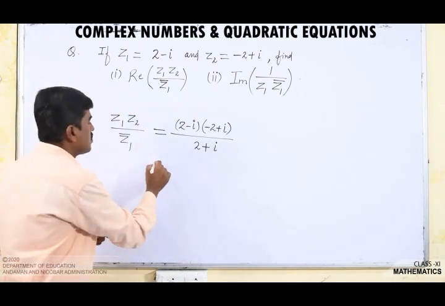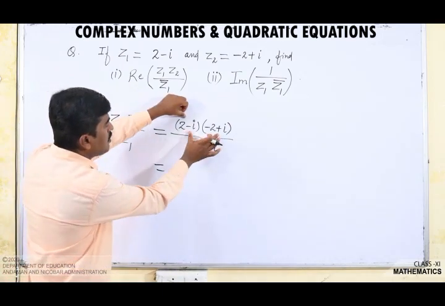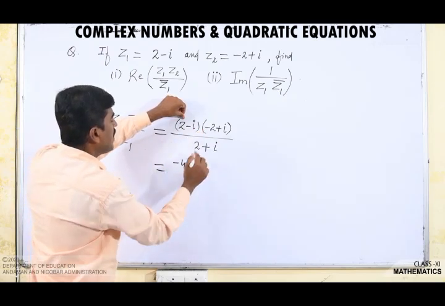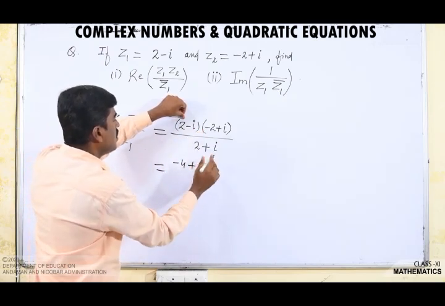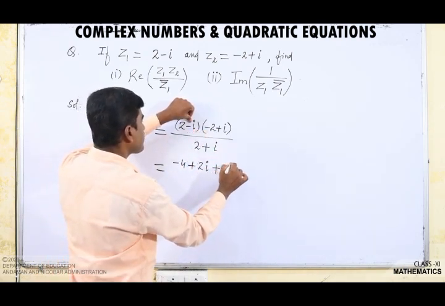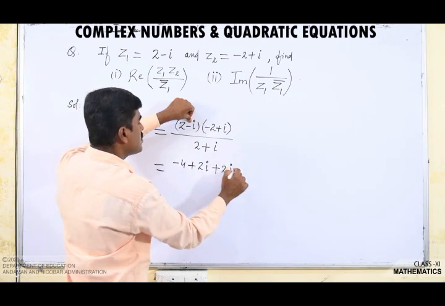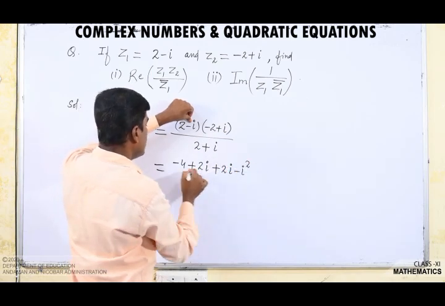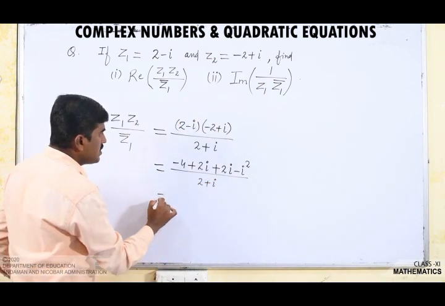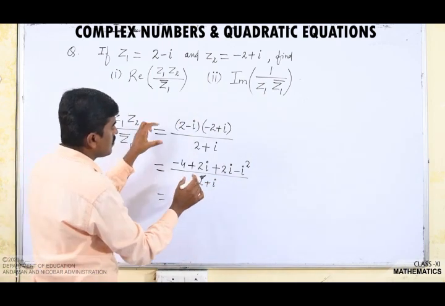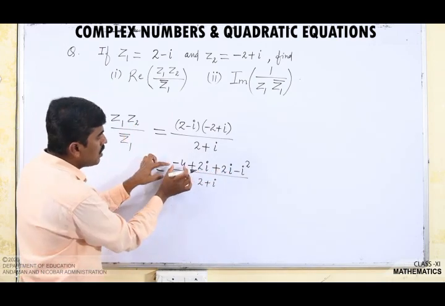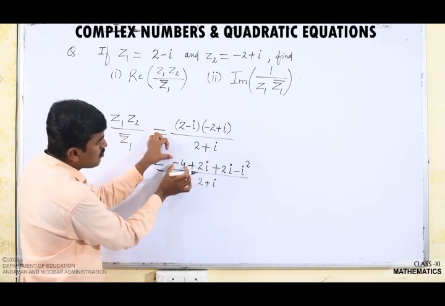Okay. So, that is equals to, now multiply it. This is 2 into minus 2, that is minus 4, then plus 2I, then minus I into minus 2, that is plus 2I, then minus I into I, that is minus I square, divided by 2 plus I. Now, it is equals to, this is 2I plus 2I, that is 4I. First you see the real part, that is minus 4.